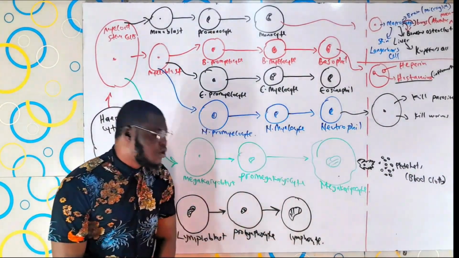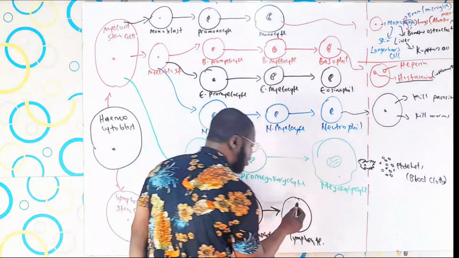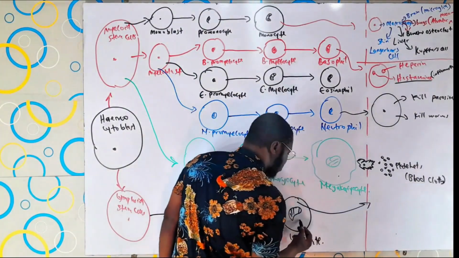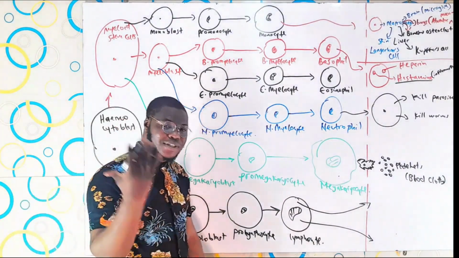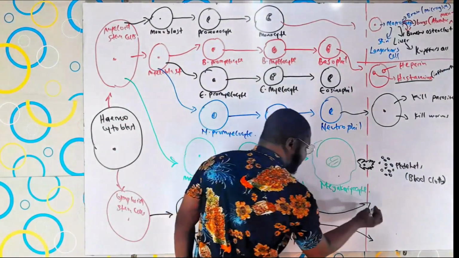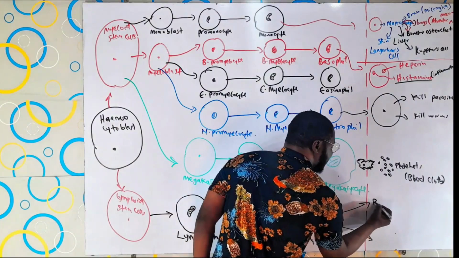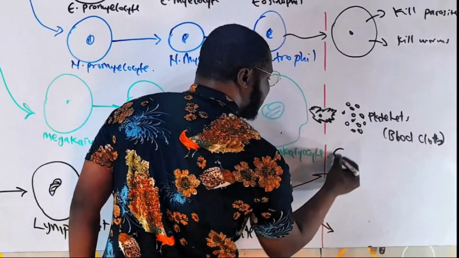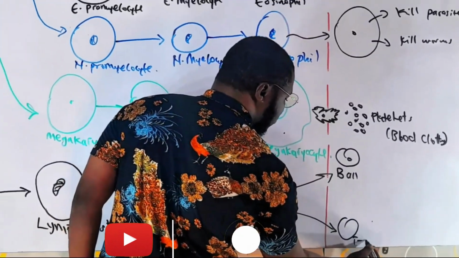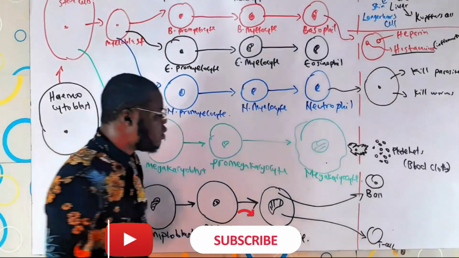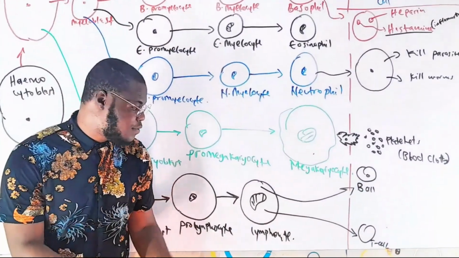Now, the next thing we have here is a lymphocyte. What is the function of the lymphocyte? Mainly, the lymphocyte will become two cells. One used to live in the bone marrow, the other used to live in the thymus. Leave that alone; check our video on the lymphatic system for that. Lymphocytes can become a B cell or a T cell. So they can also be called the B lymphocyte and the T lymphocyte.